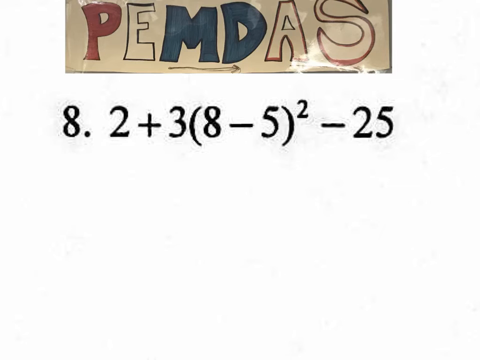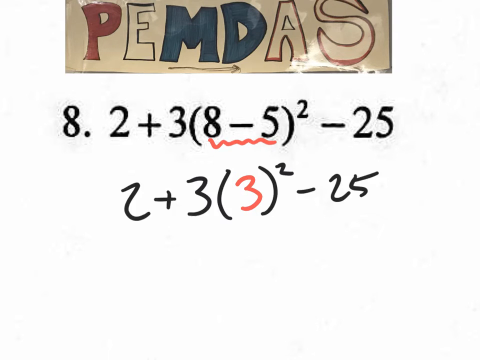Number 8. What's inside of the parentheses? What do I get right here? And what do I get? 3. Rewrite everything. After that, we have addition, multiplication, exponents, subtraction. So we already did P. Let's move on to E. Here's exponents. What is 3 squared? 9. So I get a 9 right here.